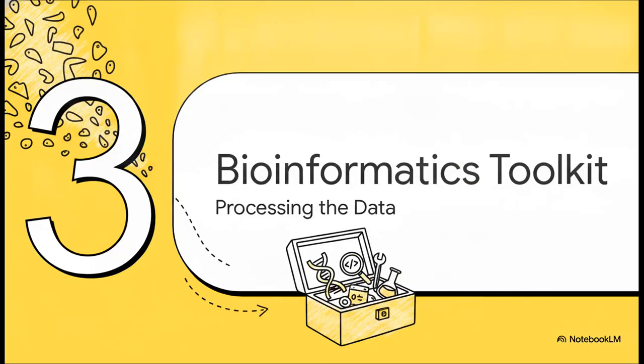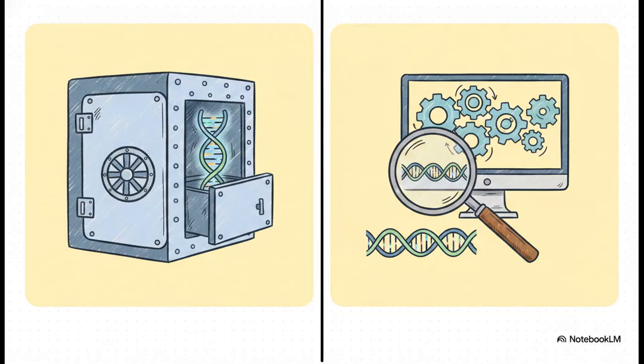All right, Section 3, the Bioinformatics Toolkit. Processing the data. To understand the toolkit, you really have to look at 2 sides of the coin: storage versus action. On the storage side, we have biological databases. Think of these as massive digital libraries, like GenBank, that just hold biological info like DNA sequences. But on the action side, we have bioinformatics tools. This is where things happen.